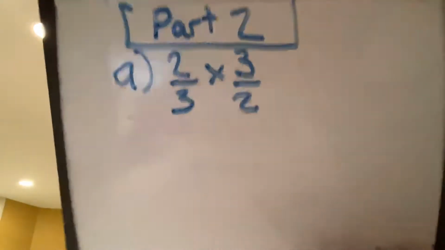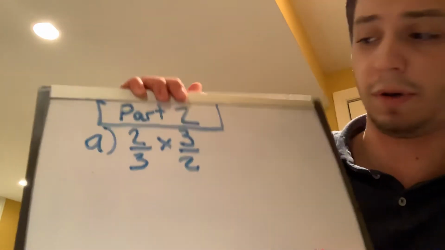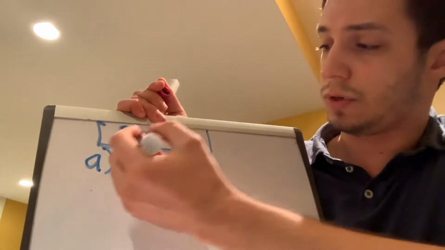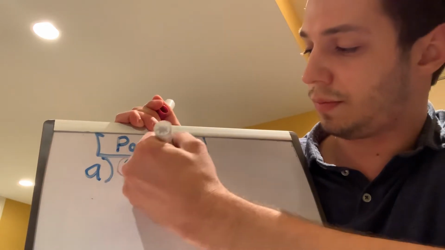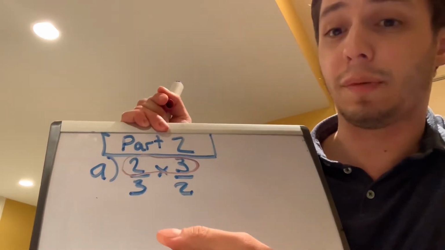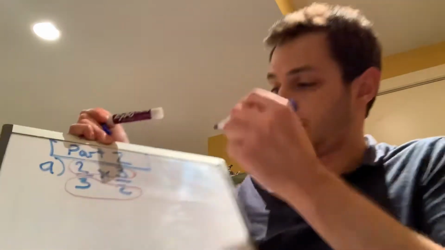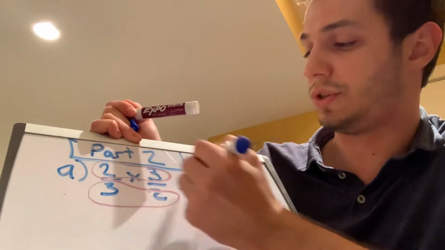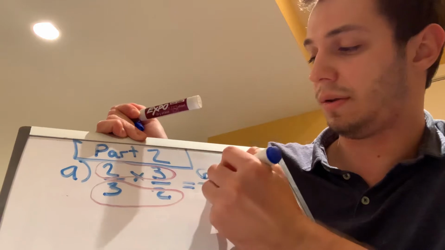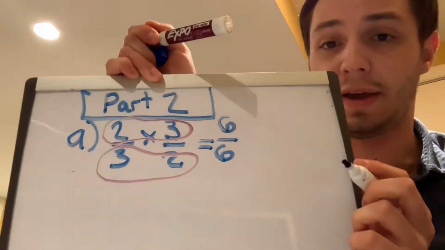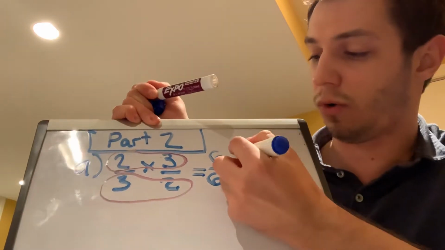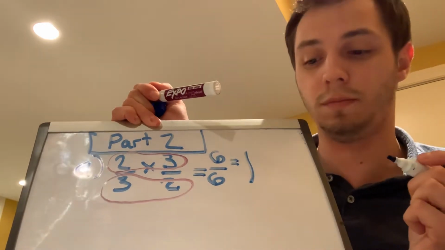So very easy, guys. All we're going to do is multiply the 2 top numbers together. So we're going to multiply the 2 and the 3. And then for the bottom, we're going to multiply the 3 and the 2. So our answer will then give us 3 times 2 is 6, and 6 again. So our answer for part A is 6 over 6, or 1 whole.